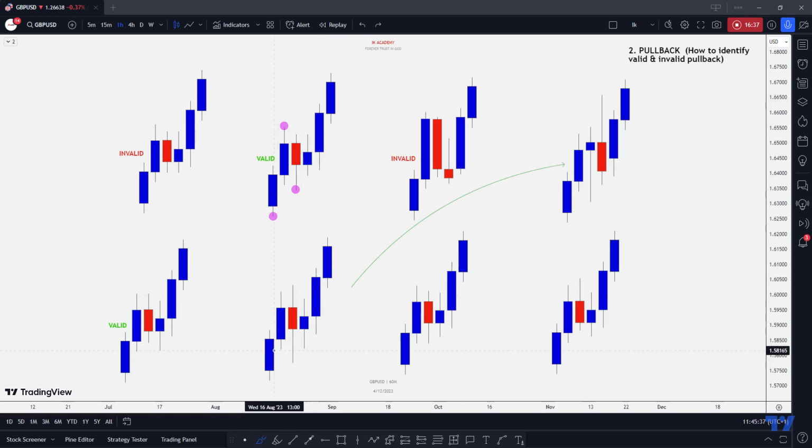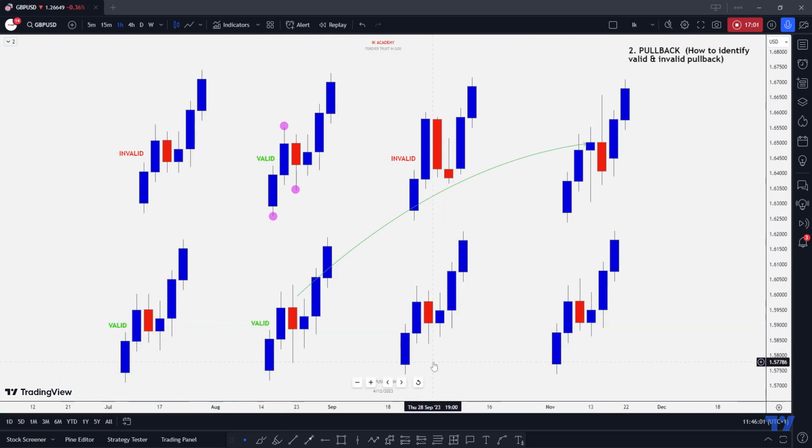So this is actually a valid pullback because you can clearly see that price created this high and then took out this low, and this is basically what we have here. Price did something like this, so that's actually a valid pullback. So this is similar to this. The candles are just different. The color of the candles are just different. This is a valid pullback.